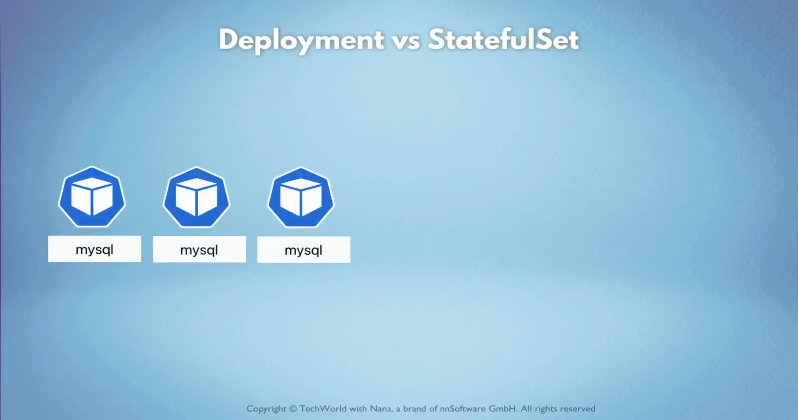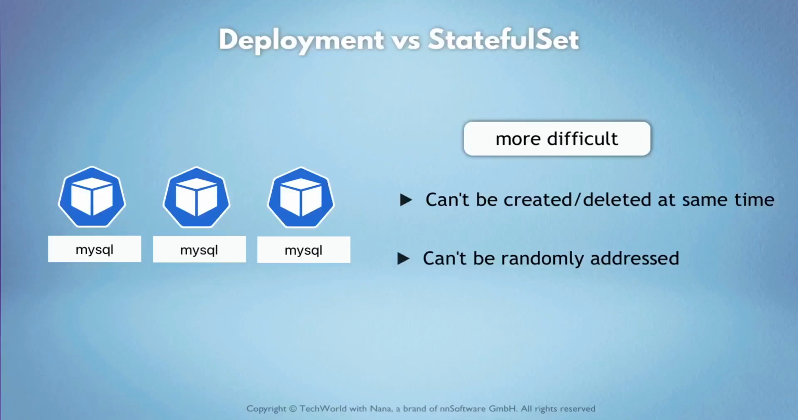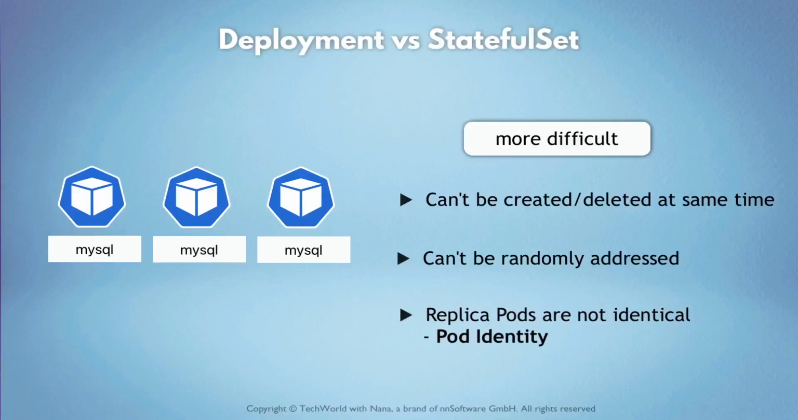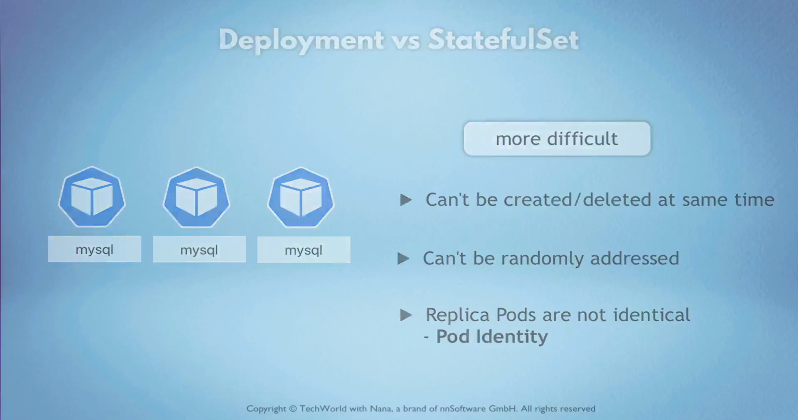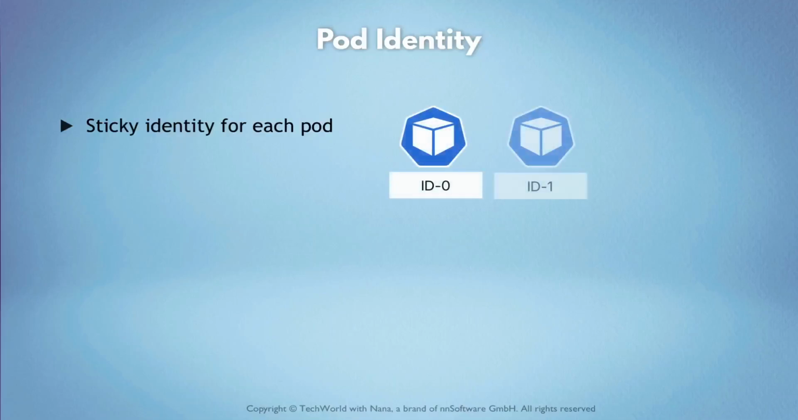On the other hand, MySQL pod replicas cannot be created and deleted at the same time in any order, and they can't be randomly addressed. And the reason for that is because the replica pods are not identical. In fact, they each have their own additional identity on top of the common blueprint of the pod that they get created from. And giving each pod its own required individual identity is actually what StatefulSet does, different from deployment. It maintains a sticky identity for each of its pods.